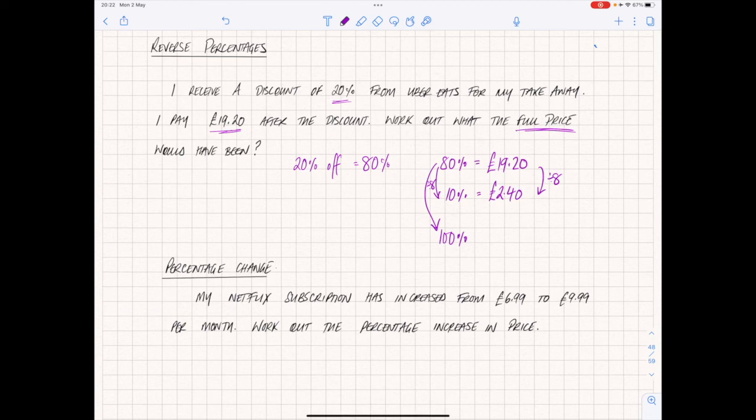Okay? Then how do you get from 10% to 100%? You times by 10, so therefore you times that by 10, and you end up with £24. Okay? So that's one way of doing it.